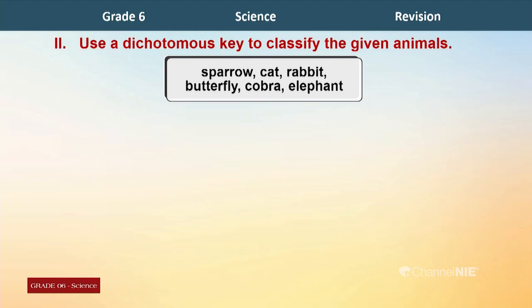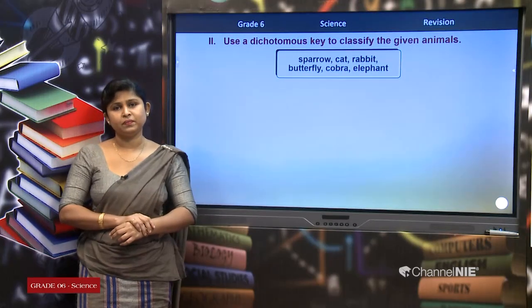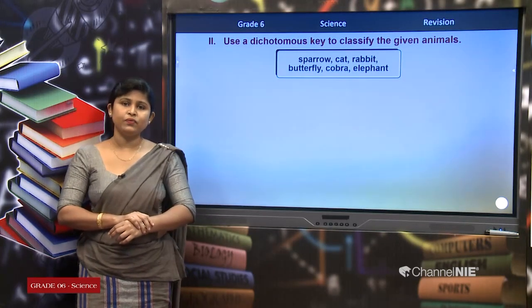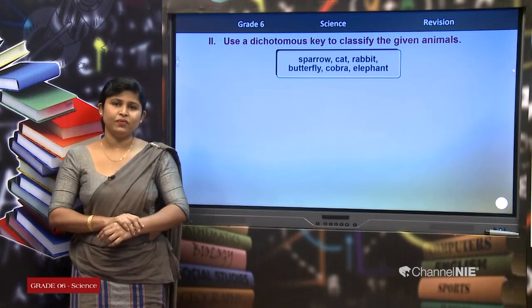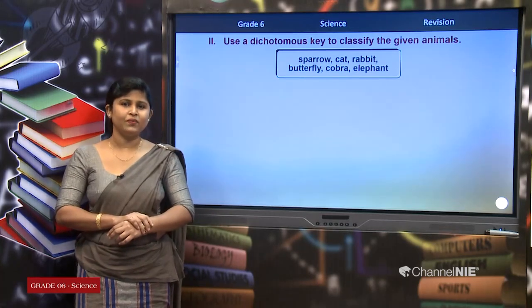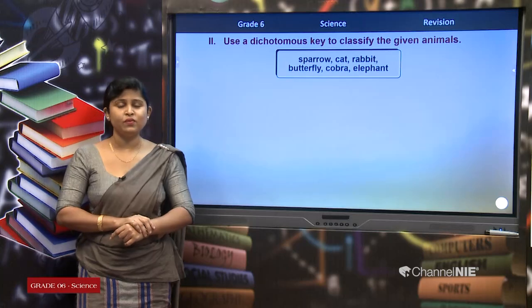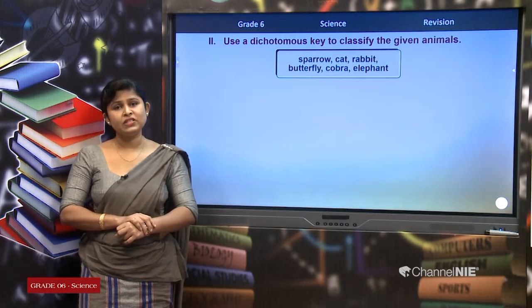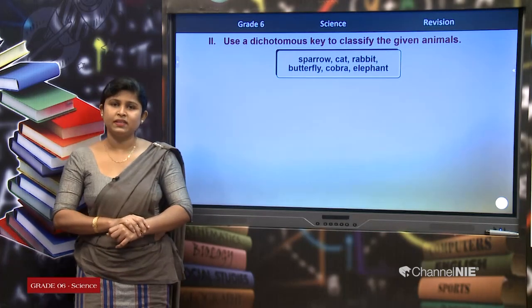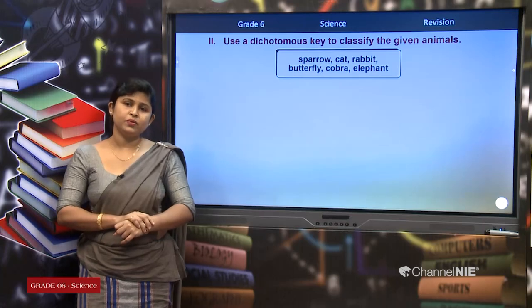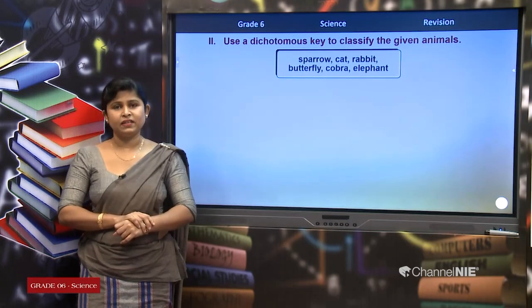When we write a dichotomous key, we always have to use an external feature that can be easily identified. But we can't use the color of the animal. We can't use the internal features of the animals. The features that are selected to construct the dichotomous keys should always be very clear. They should be external features. Now, you can see what are the features that are selected by me.